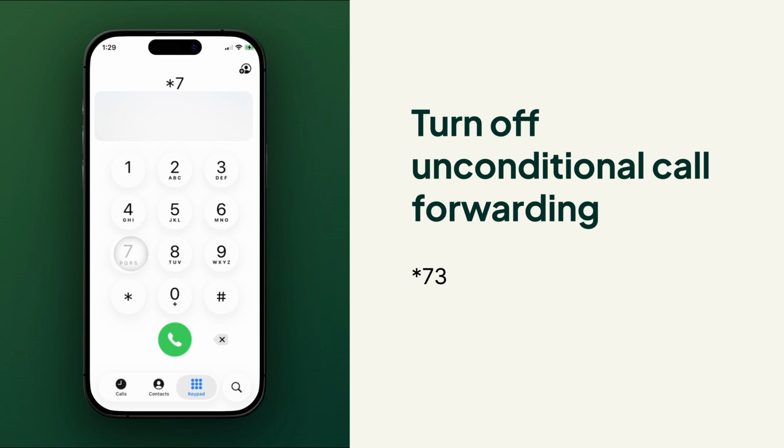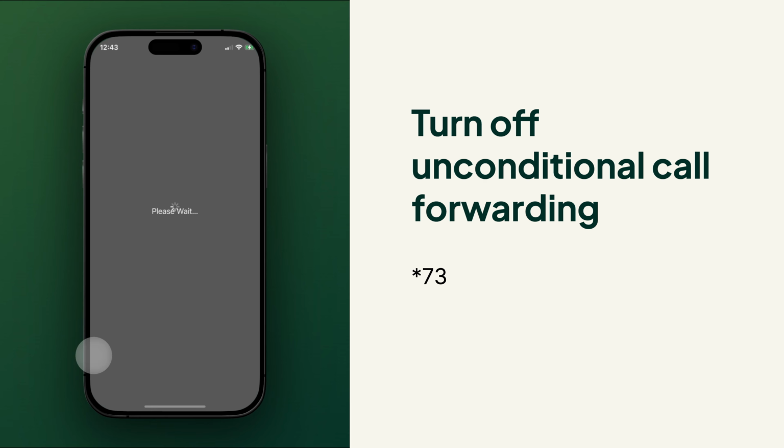Dial *73. Then press call. This will turn off unconditional call forwarding. And that's how you forward calls from your cell phone to another number.